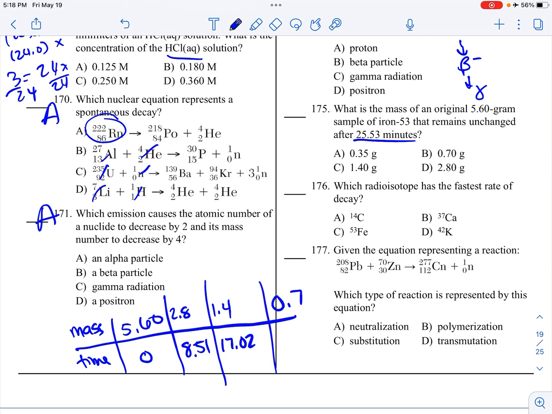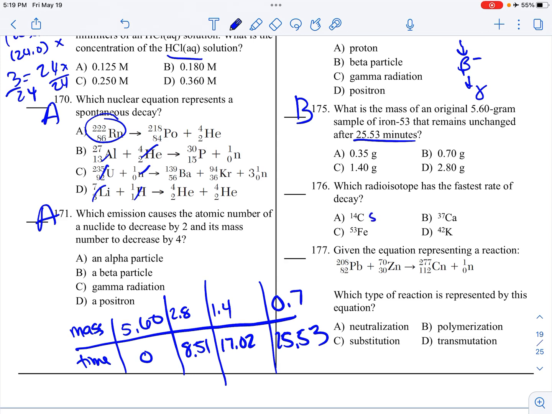And 17.02, we're going to add another 8.51 minutes. And we get the answer we want, 25.53 minutes. So 0.70 grams. Which radioisotope has the fastest rate of decay? Because I need to look at table N and the choices, I'm not going to flip to that on my screen. I'm just going to look.